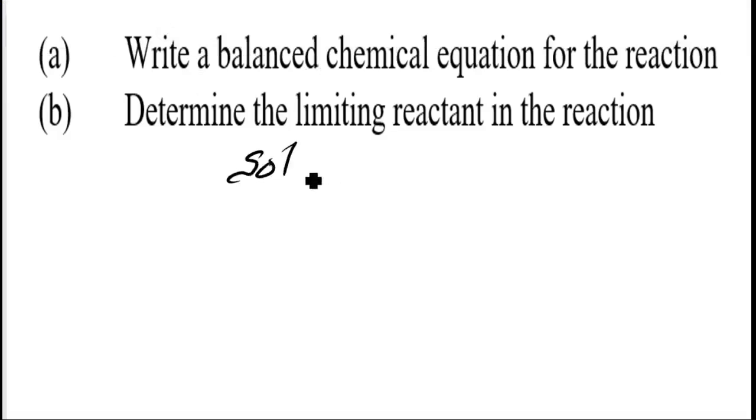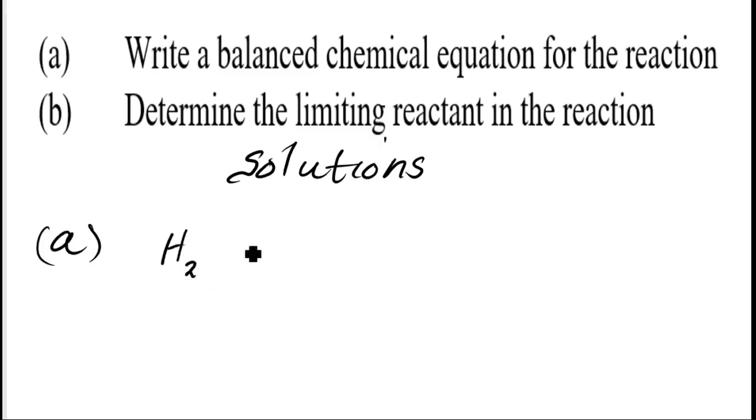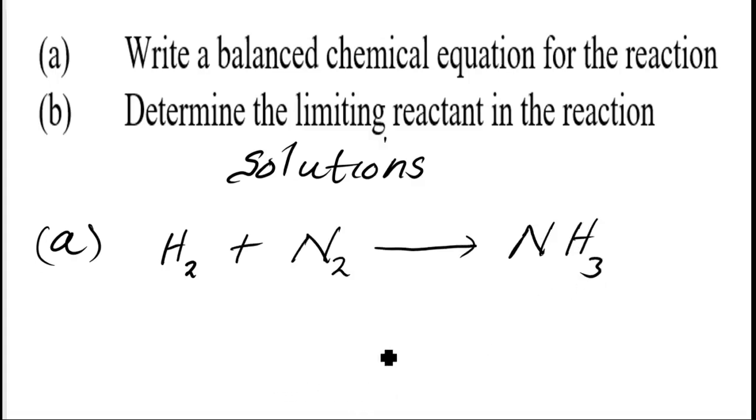Solutions. The first question wants us to write the balanced chemical equation. The equation is hydrogen, H2, plus nitrogen, gives the ammonia gas, which is NH3. Now they want us to balance this. When we check, we have 3 hydrogens on this side and 2 hydrogens on the other side, and we have 2 nitrogens and 1 nitrogen.